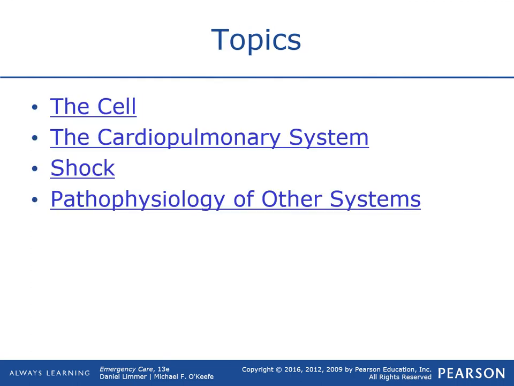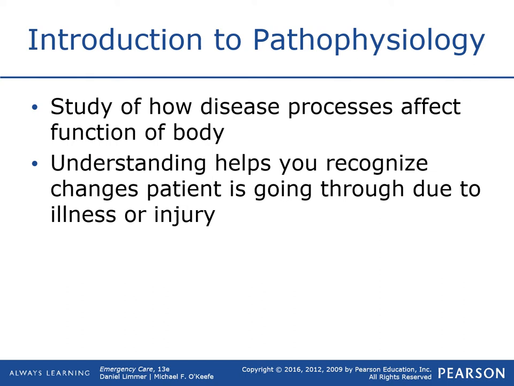So we're going to be talking about the cell, the cardiopulmonary system, shock, and some pathophysiology of other systems, which we're just going to touch on for just a few minutes per system. So again, pathophysiology is the study of how disease processes affect the function of the body, and understanding this will help you recognize the changes that you might see with a patient as they're going through these problems, specifically shock. One of the biggest things is for us to recognize the early symptoms of shock so that we can stop it before it becomes to a point where we can't treat it anymore.